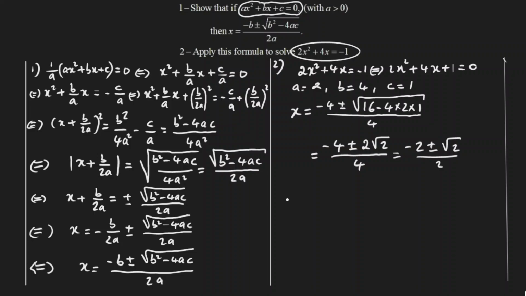So it means that we can write the solution as such: x equal to minus 2 minus square root of 2 divided by 2, and minus 2 plus square root of 2 divided by 2. And that's how we apply the quadratic formula to this equation.